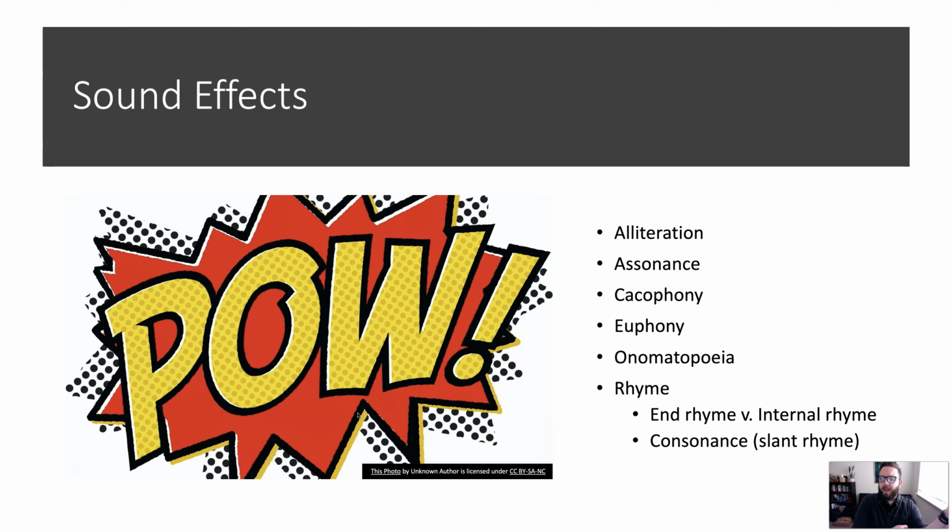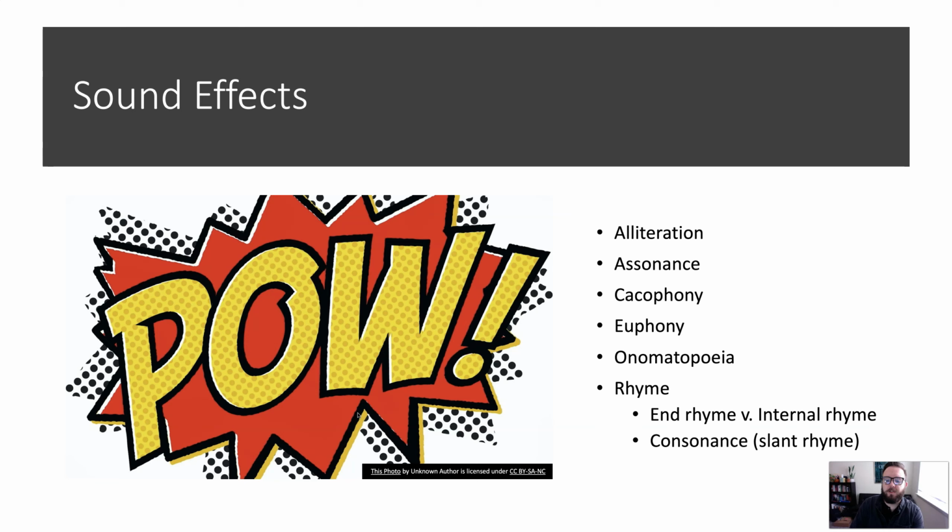So as far as sound effects, one of the biggest things that I think is really important for us to remember about poetry is that poetry really comes to life when we read it aloud. It's not the type of thing where we look at it on the page and it looks kind of cool and a little bit weird, but we read it and internalize it and don't really think about it. Poetry is meant to be read aloud. So sound plays a huge role in the overall effect of a poem.